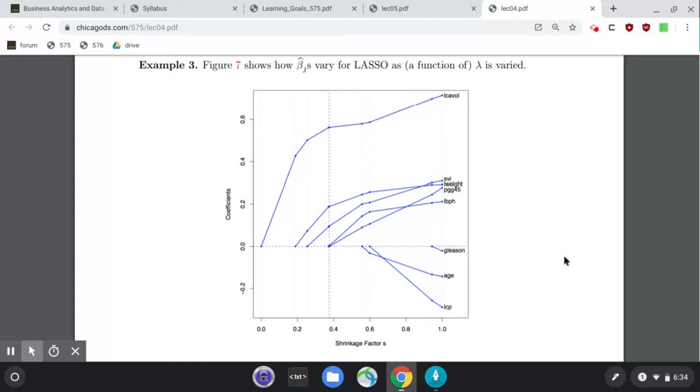Is that clear? Any questions? Can you repeat sparse solutions? What does that mean?